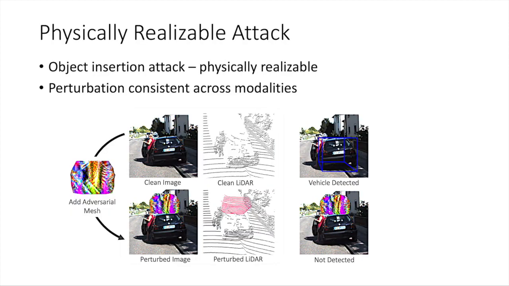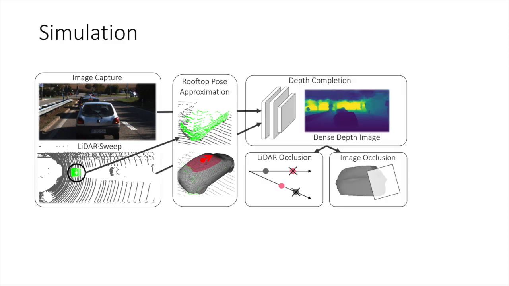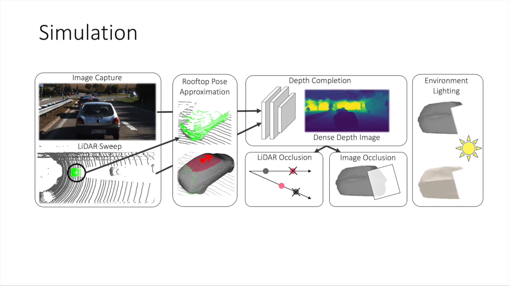In this work, we consider a physically realizable object insertion attack by adding a textured adversarial mesh onto the rooftop of host vehicles to fool state-of-the-art detection models. To enhance the fidelity of simulation, we first fit a mesh onto the host vehicle's point cloud and use the center of the roof and vehicle heading to determine the exact placement pose for the adversary. Next, we handle occlusion in the LiDAR and image inputs. Finally, we approximate environment lighting with the directional lighting model from the sun.